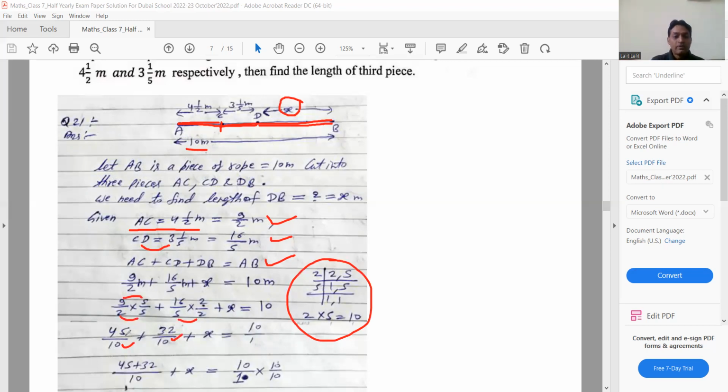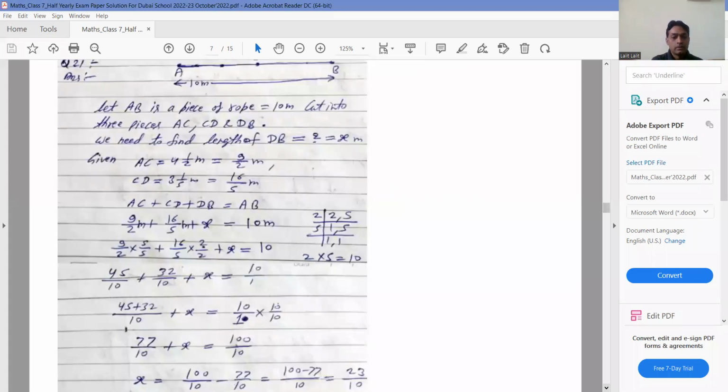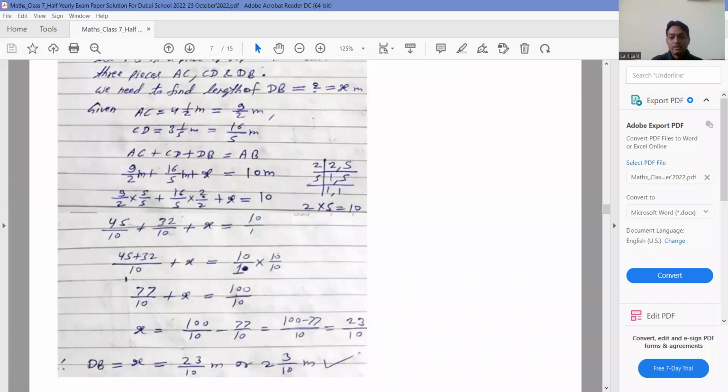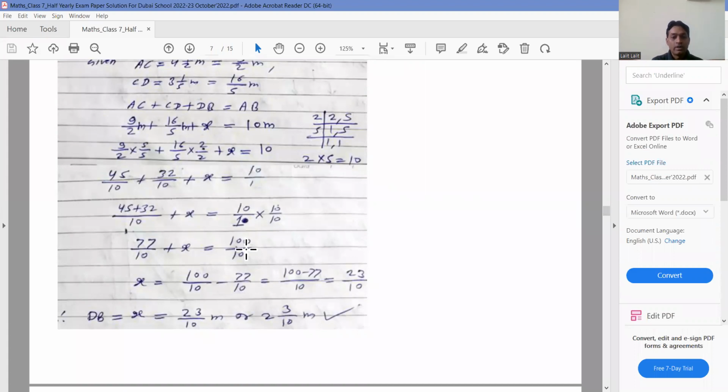Now if I take LCM of this, because denominators are same, 10 is LCM, and 45 plus 32 plus x. Here also I can make the denominator 10. So 10/1 into multiply 10/10. So if you see, now the value we get is 77/10 plus x is equal to 100/10.